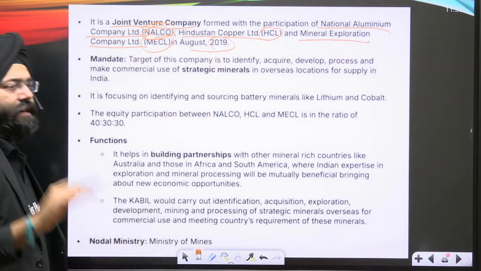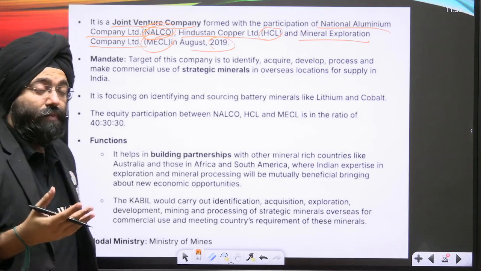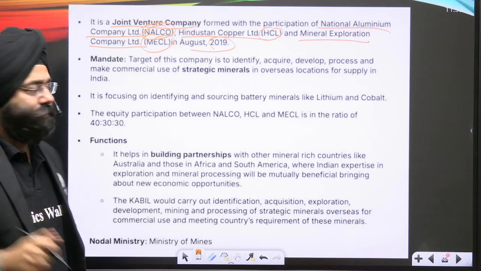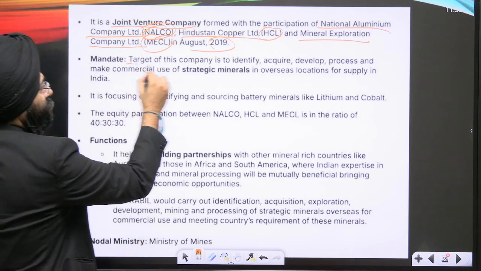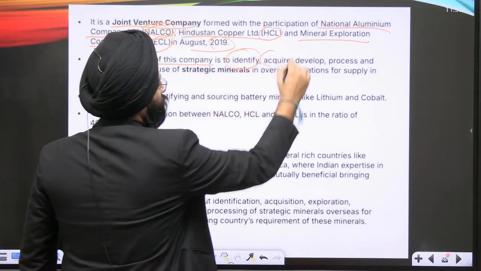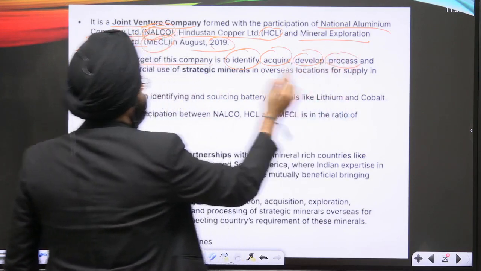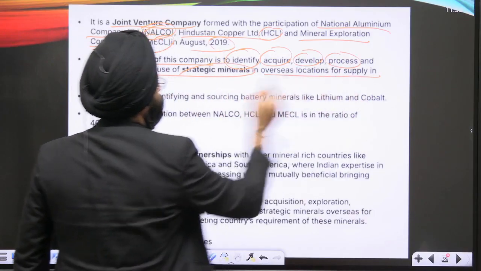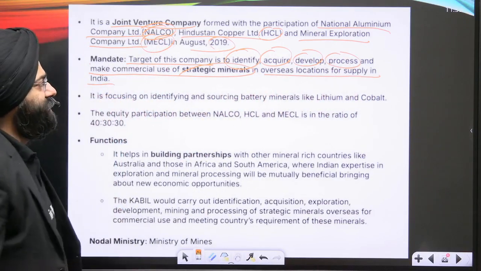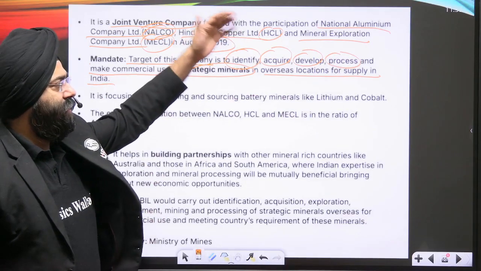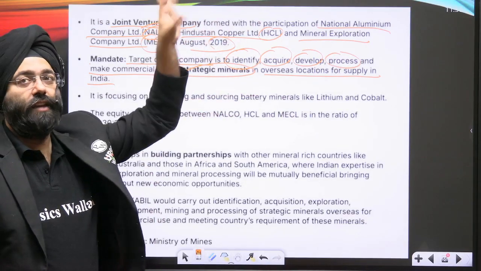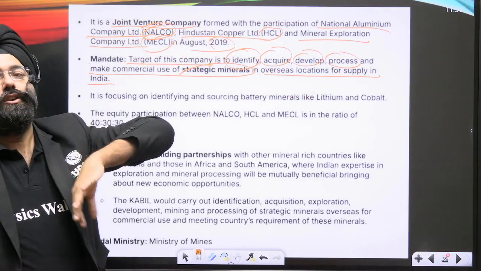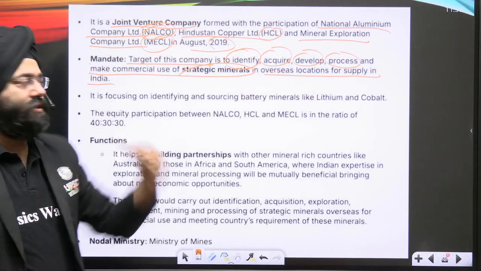This is important. This can be asked because sometimes these words come in your paper and you do not know what they are. Mandate: the target of the company is to identify, acquire, develop, and process, and make commercial use of strategic minerals in overseas locations for supply in India. So that means you identify, acquire, and develop processes in overseas countries for those minerals which are critical for India, so that India can get access to those minerals.